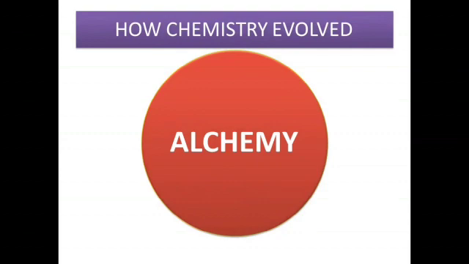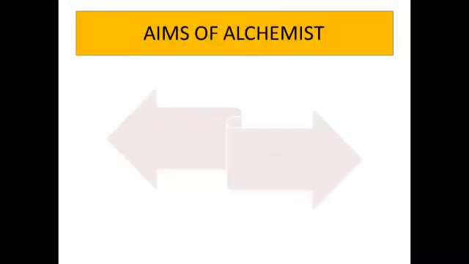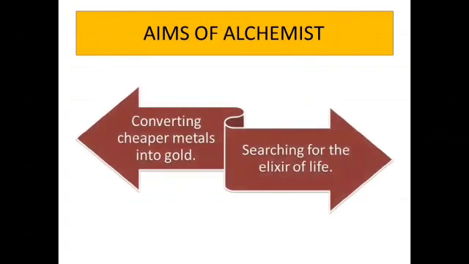Now, for the successful implementation of alchemy, the alchemists had two main aims. So, what were those two aims? The first aim was converting cheaper metal into gold, and the second was searching for the elixir of life. Now, let us study first about converting the cheaper metal into gold.